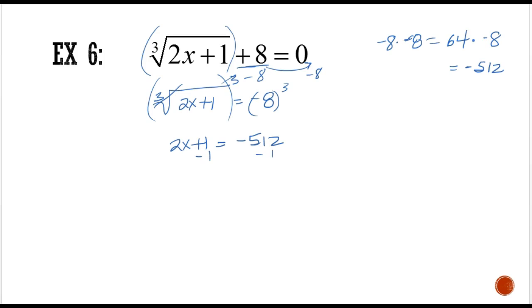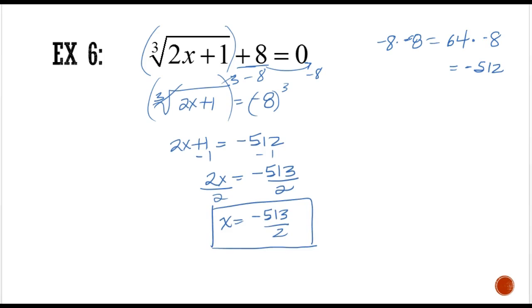Subtract 1. So I have 2x equals negative 513. Divide by 2. So x equals negative 513 over 2. And you can just leave it like that. I don't need a decimal. That's good to go.